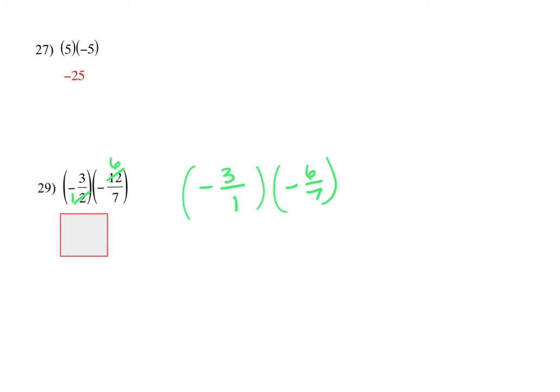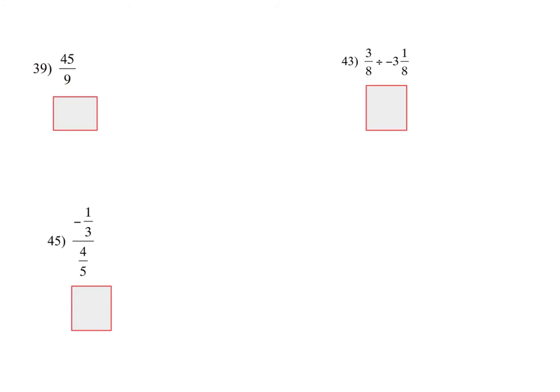Is my answer going to be positive or negative here? Positive. And so I can just multiply across, 3 times 6, 1 times 7, 18 over 7, and it is positive, right? You do not have to get a common denominator. You're just multiplying. You only have to get a common denominator when you're adding or subtracting. All right? So division is the same.